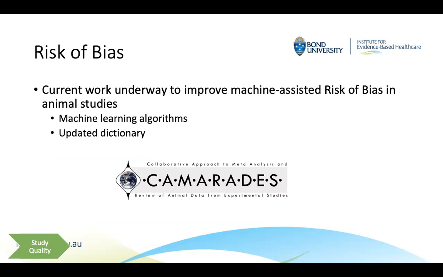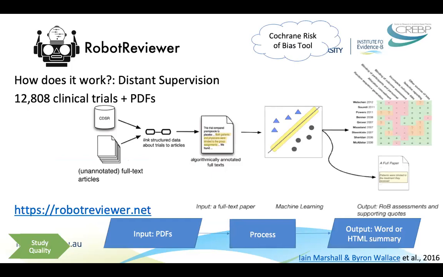If you work with clinical trials, then you are in luck. There is a very, very nice tool also built by Ian Marshall and Byron Wallace that does this for you, based on, again, Cochrane clinical trial data sets. So basically what they did was they found the Cochrane database of systematic reviews and found the clinical trials that were reported in these systematic reviews.